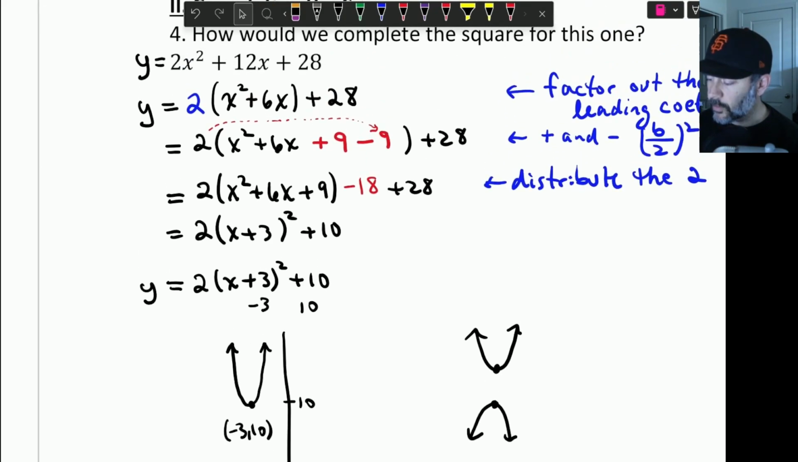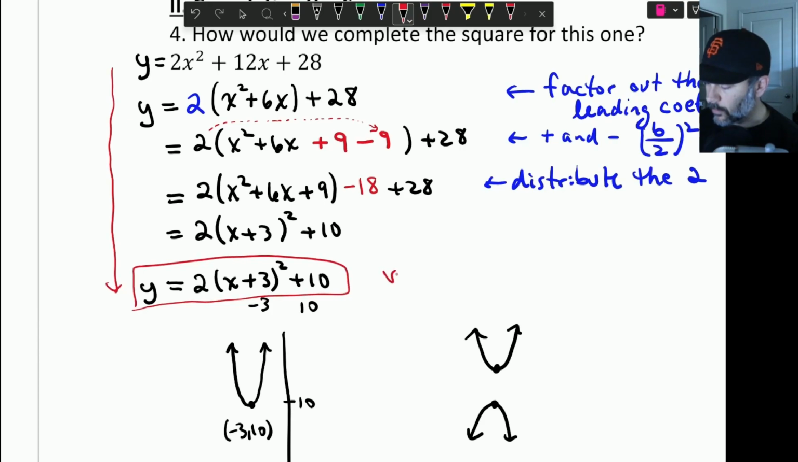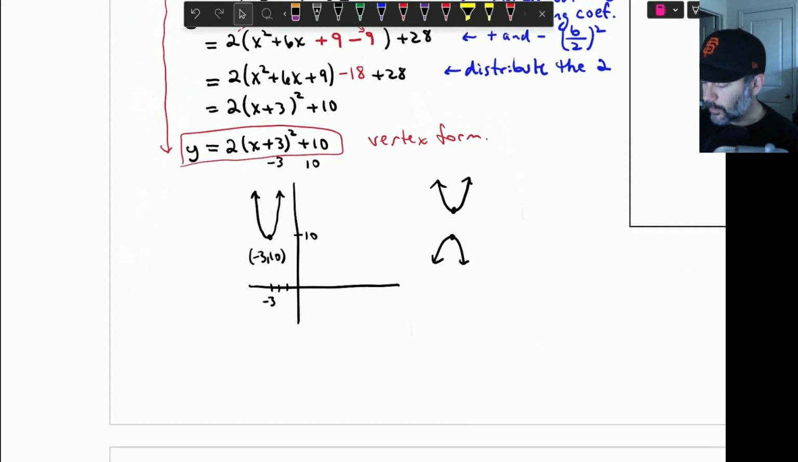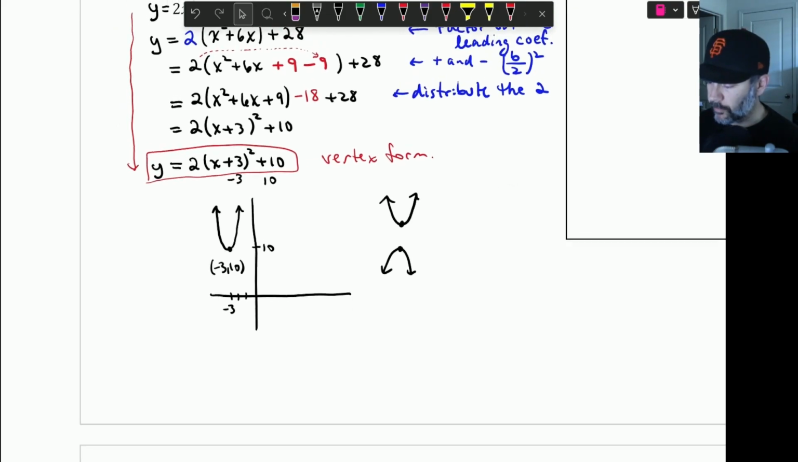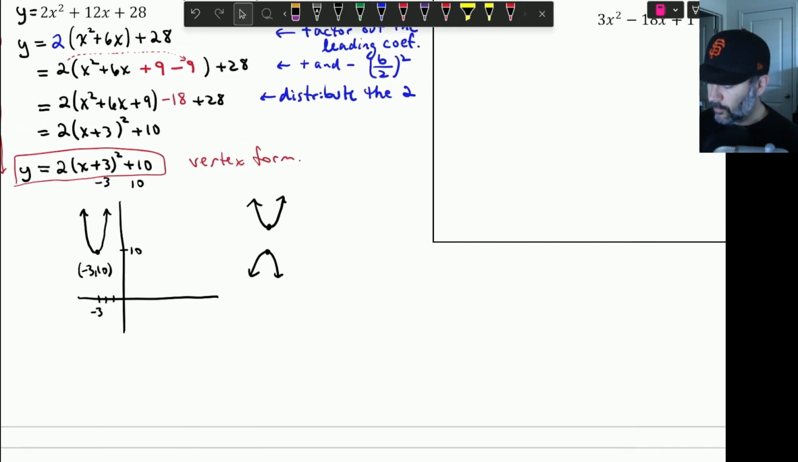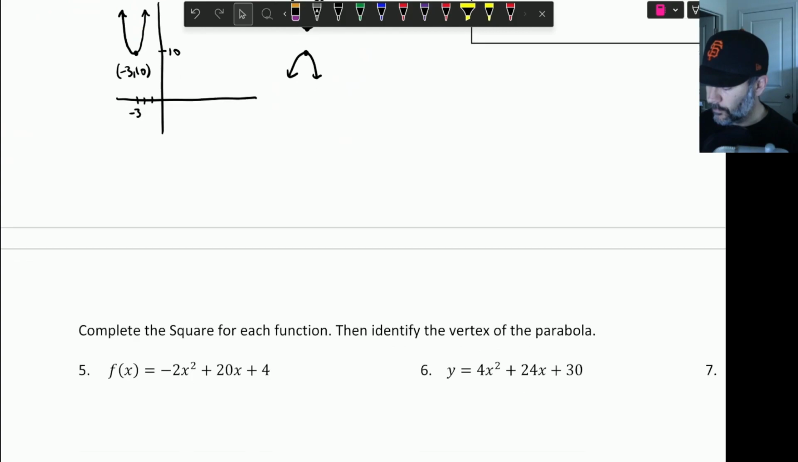So completing the square of a quadratic allows us to get it in a better form for graphing. And this is called the vertex form. It also allows us to solve a quadratic equation if we set y equal to 0. And sometimes it'll be complex solutions, sometimes it will be real solutions. Okay, so last one.